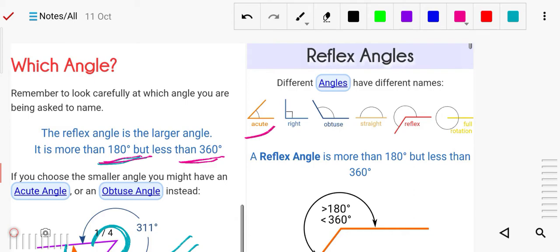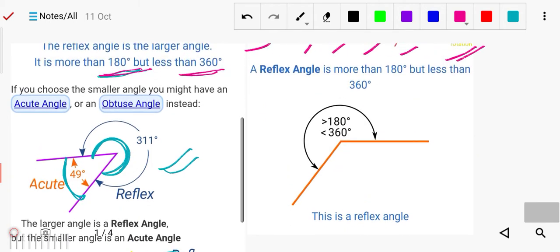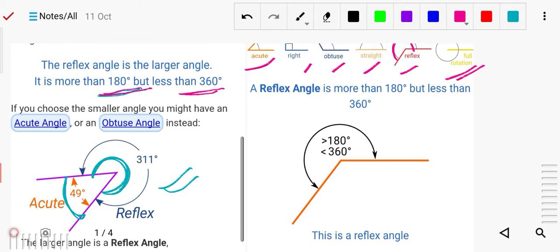So just to remember: acute angle, this is a right angle, this is an obtuse angle, this is straight, this is reflex, and this is the full rotation. Understood? Now next, a reflex angle is more than 180 but less than 360. As you see, it is greater than 180 and less than 360. This is the reflex angle.